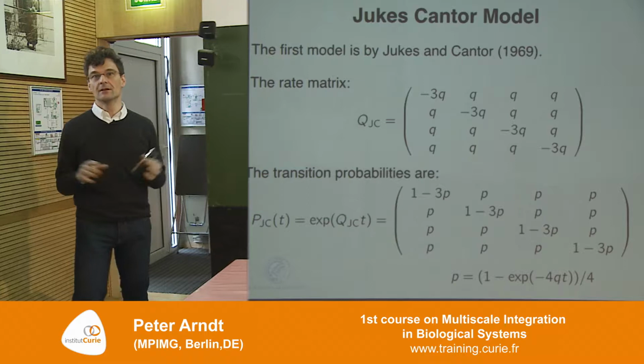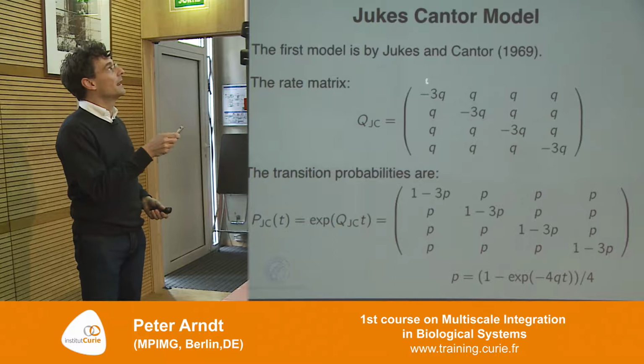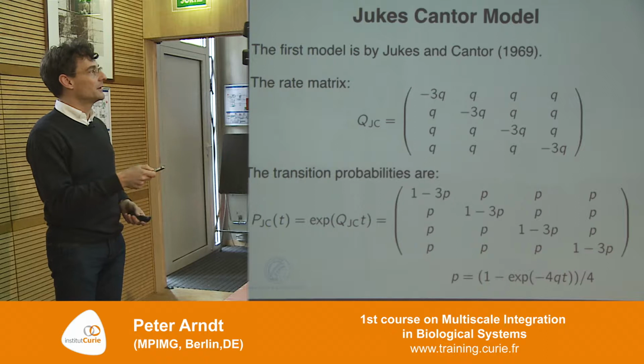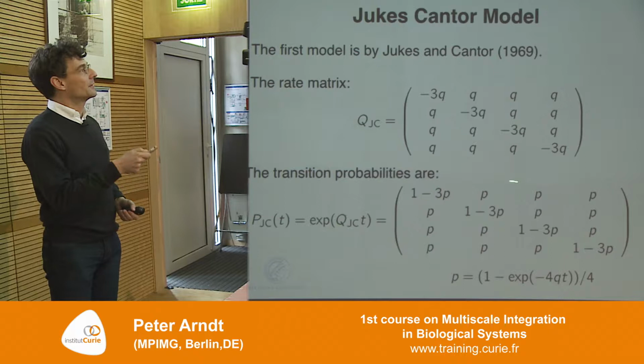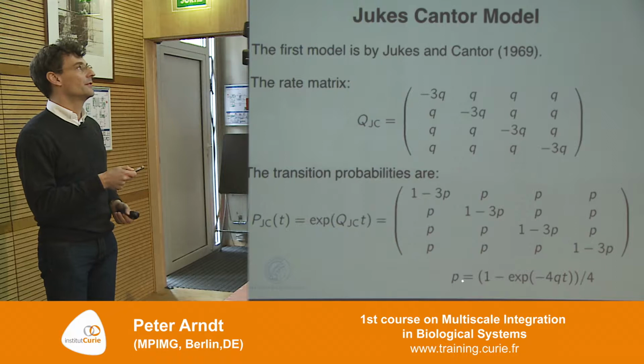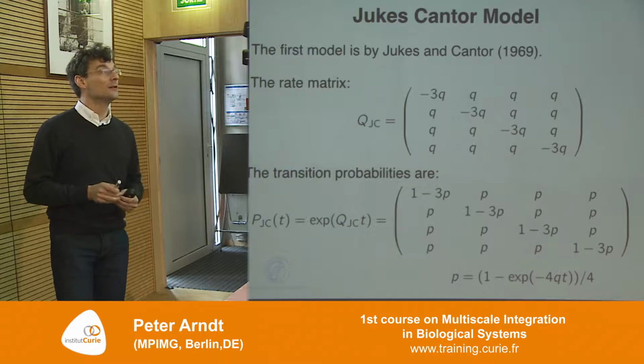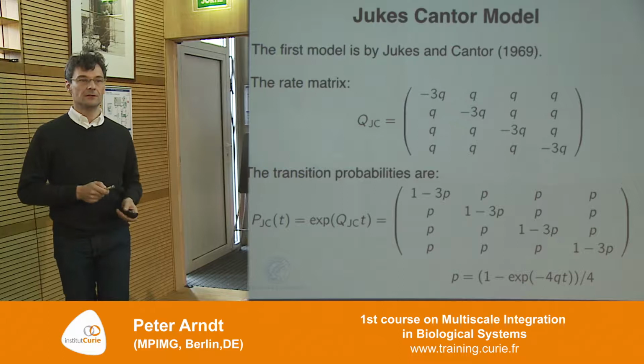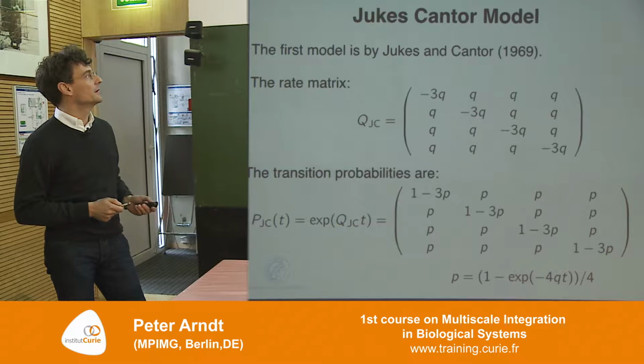Here, the rate matrix just contains one parameter, and that is the mutation rate. So that's just one parameter, and on the diagonal we have -3q, such that all the columns add up to zero. And then you can also compute the matrix exponential. In this case, you can do that analytically, and this is given by this matrix. The off-diagonal terms are now a little bit more complicated, but it's given here. And this is a P matrix, which is just the matrix exponential. And here, actually, the columns add up to one. That's one property of such a matrix.